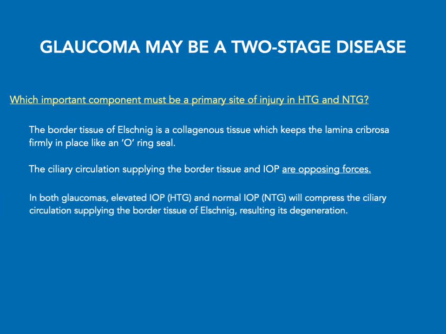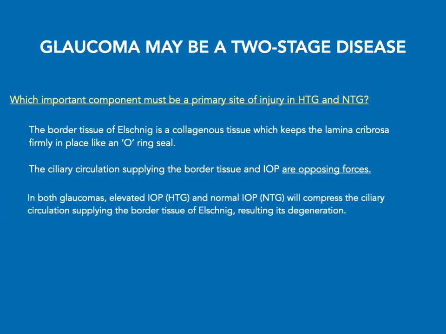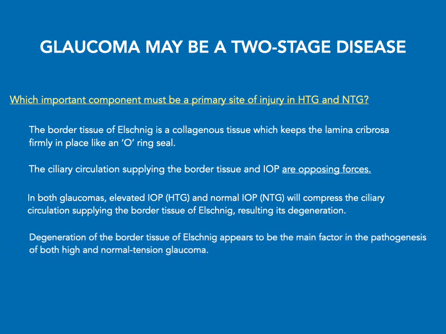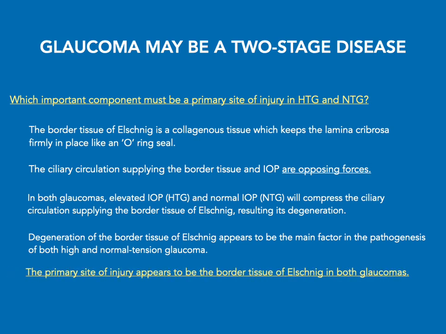In both glaucomas, elevated IOP in HTG and normal IOP in NTG will compress the ciliary circulation supplying the border tissue of Elschnig, resulting in its degeneration. Degeneration of the border tissue of Elschnig appears to be the main factor in the pathogenesis of both high and normal tension glaucoma. Thus, the primary site of injury appears to be the border tissue of Elschnig in both glaucomas.